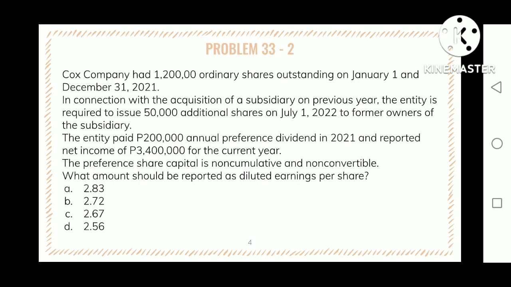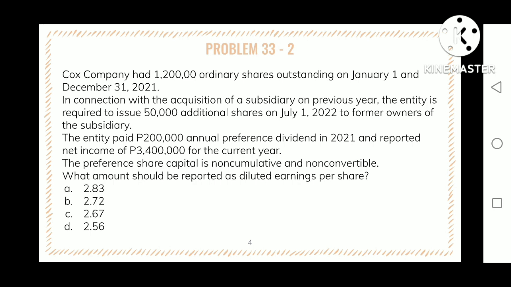Do you know that the diluted earnings per share can be classified as a potential ordinary share? For example, a debt instrument is convertible to ordinary shares. There are also four types of diluted earnings per share: the convertible preference shares, convertible bonds payable, share options or share warrants, and the multiple potential ordinary shares. Now, let's proceed to the problem 33.2.